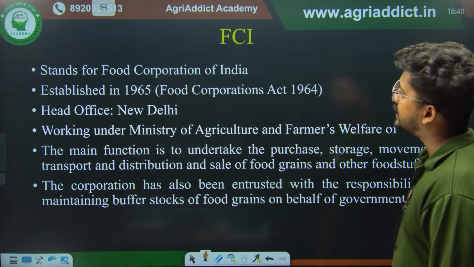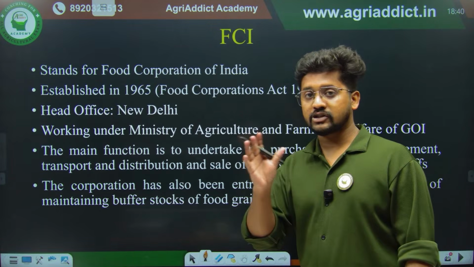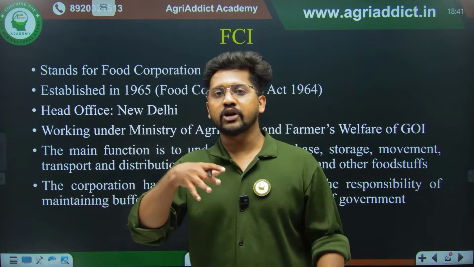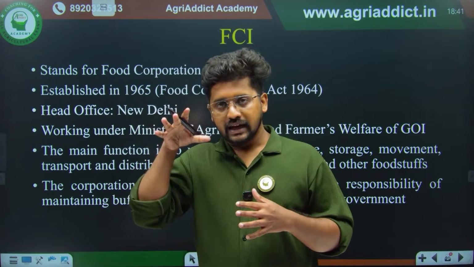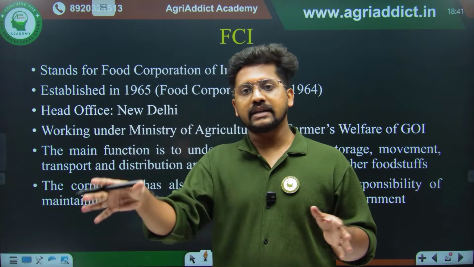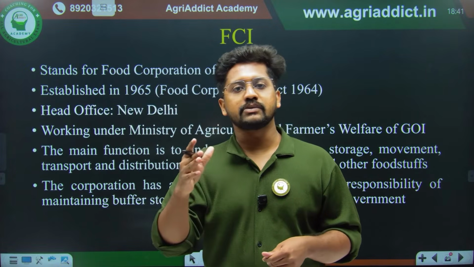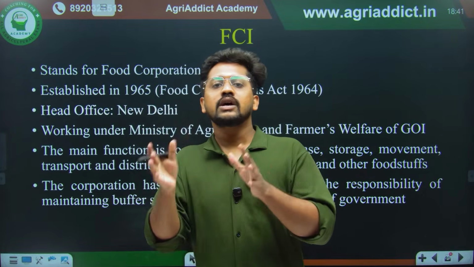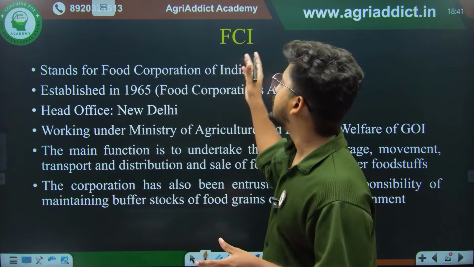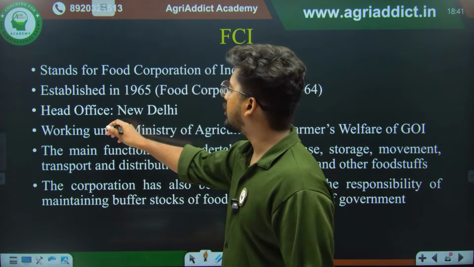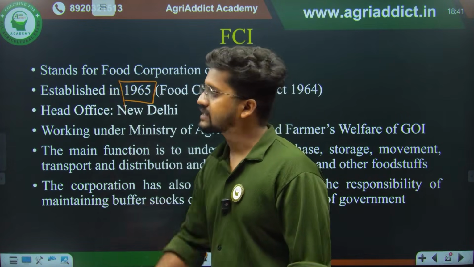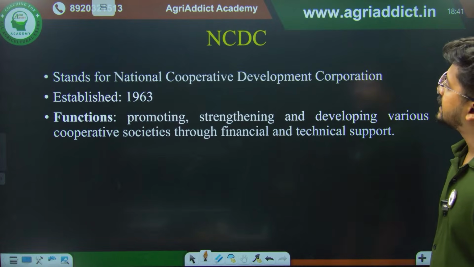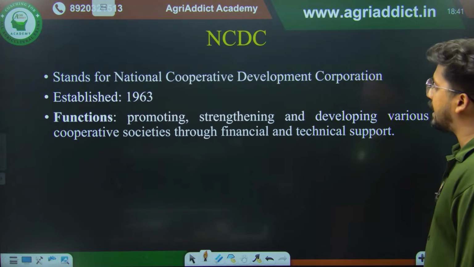Then the Food Corporation of India, which is connected with buffer stock operations to match demand and supply. When more supply is there, the government will procure and store with FCI. When there is less supply in the market, they will release it into the public distribution system, matching demand and supply accordingly to maintain price stabilization. So buffer stock operation and price stabilization are the major functions of FCI, and the head office is in New Delhi. The Food Corporation of India was established in 1965. Then NCDC, National Cooperative Development Corporation, established in 1963.